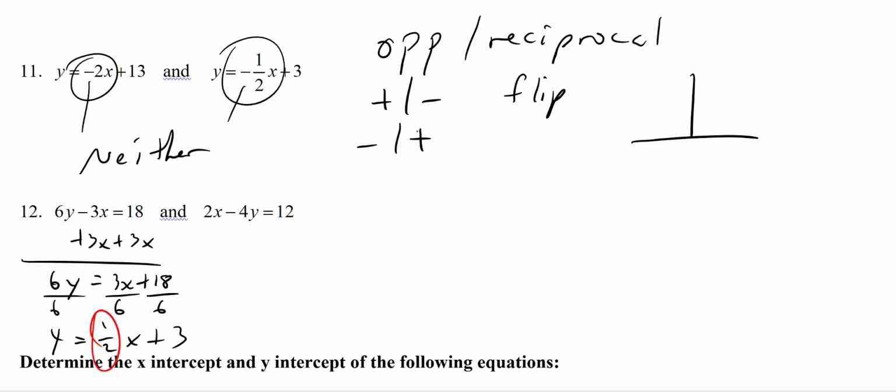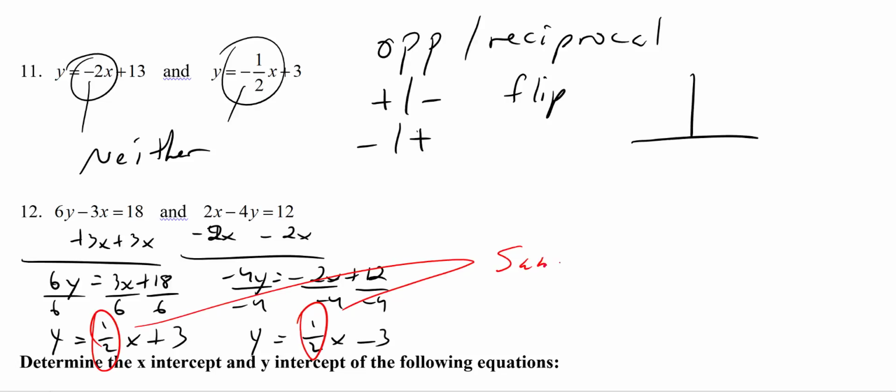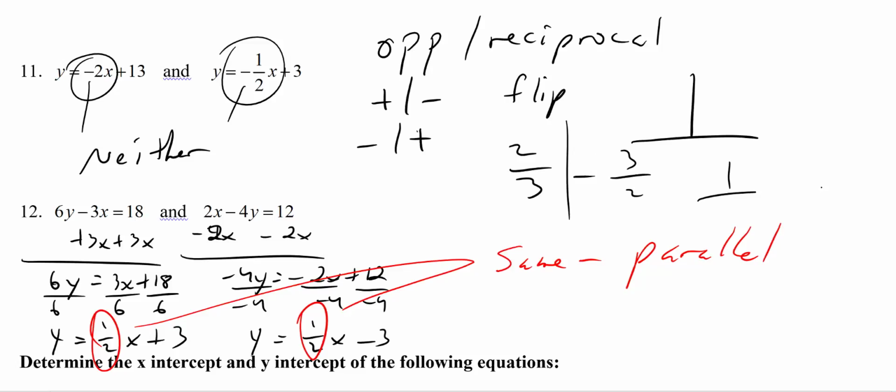Okay? So let's solve for the y here. Oops, minus 2x, sorry, minus 2x. So you get negative 4y equals negative 2x plus 12, divided by negative 4. So y is equal to, that's positive 1/2. You got to remember that, double negative, 1/2 x minus 3. Okay, so my slope is 1/2. So there's the same slope. So same, that means parallel. Okay, let's say if it was 2/3 and negative 3/2, those would be perpendicular because opposite and reciprocal.